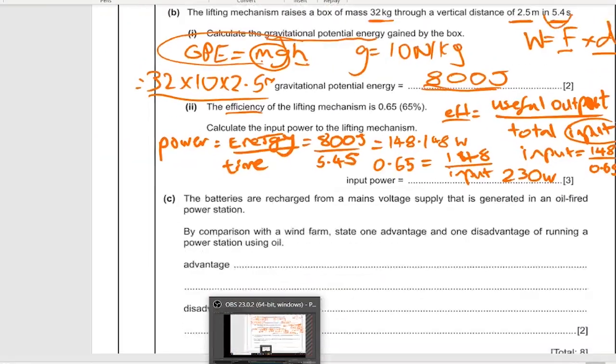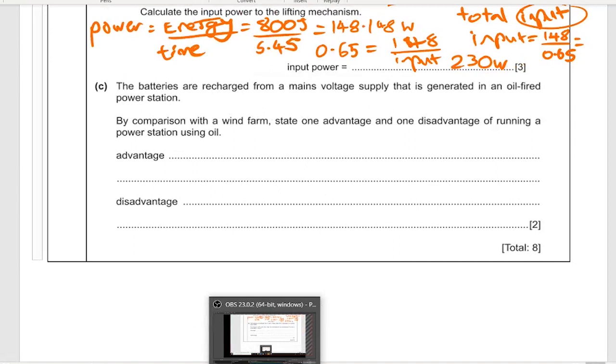The final part of the question is, the batteries are recharged from a mains voltage supply that is generated in an oil-fired power station. By comparison with a wind farm, state one advantage and one disadvantage of running a power station using oil. So there are a few different advantages and disadvantages that we can choose from here, but the main advantage that oil has over wind is that it doesn't rely on the wind. You can burn oil in any weather situation.